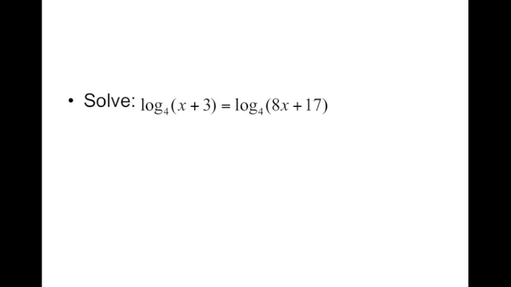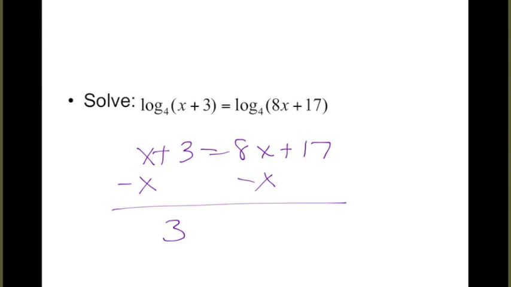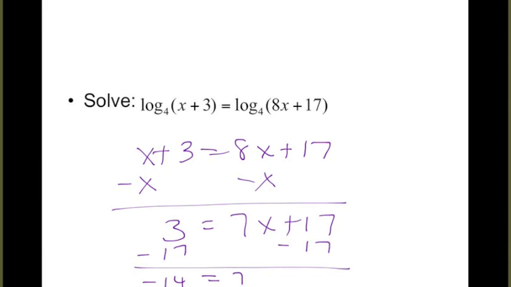So in this one I have a log base 4 of something equals a log base 4 of something. So those insides must be equal. To solve, I subtract x from both sides. Subtract 17. And divide out. So I get x equals negative 2. Questions?